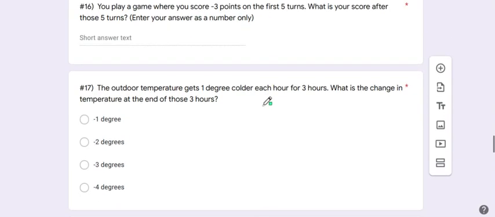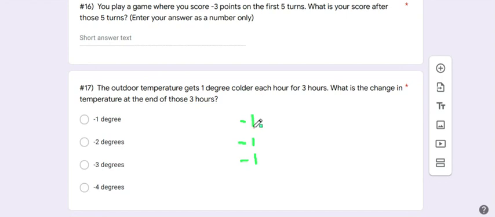Number 17, the outdoor temperature gets 1 degree colder each hour for 3 hours. What is the change in temperature at the end of those 3 hours? So the first hour goes by and the temperature goes down negative 1 degrees. The second hour goes by and it goes down negative 1 degree. The third hour, negative 1 degree.